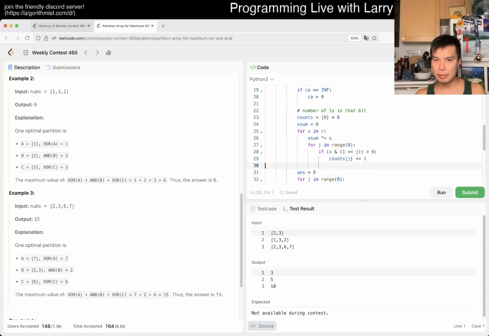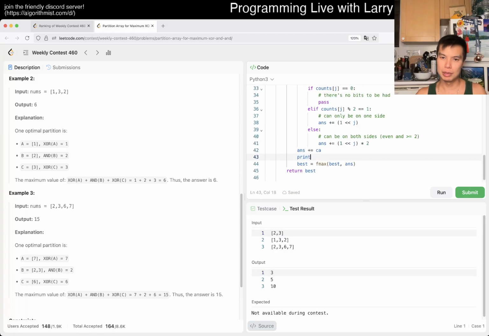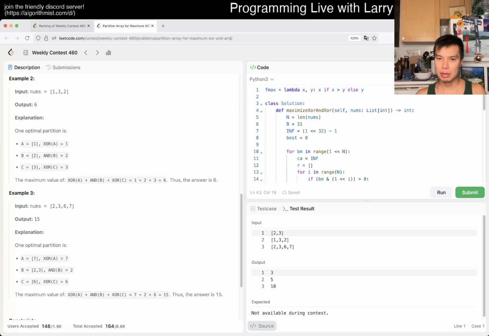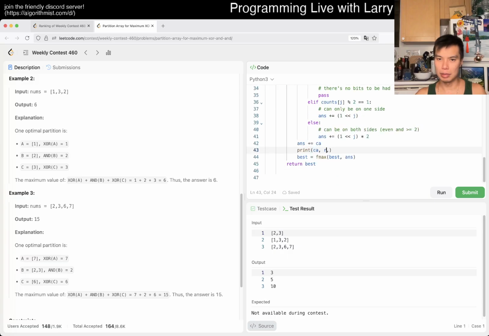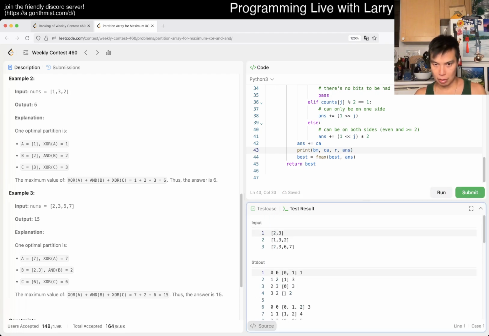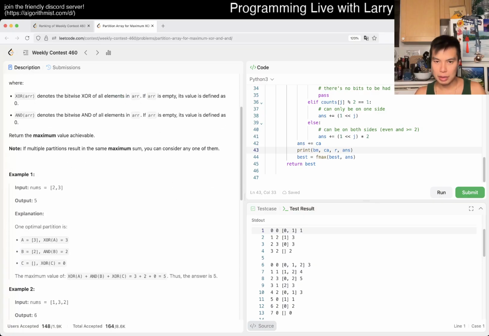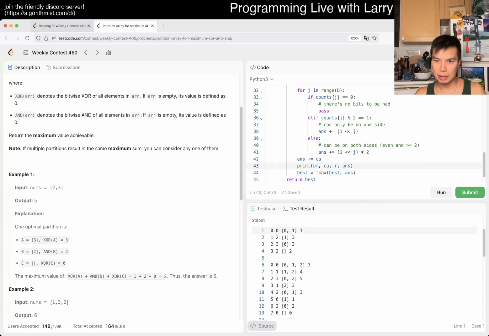Let's see. Okay, let's say print CA, or the bit mask CA R, and then answer. Okay, so what is this saying? Bit mask is 0. That means both of these are under XOR. If both of these are under XOR, you actually have 2 and 2 plus 3. So this should be 5. This is already wrong, right?